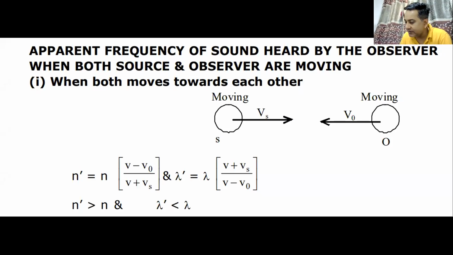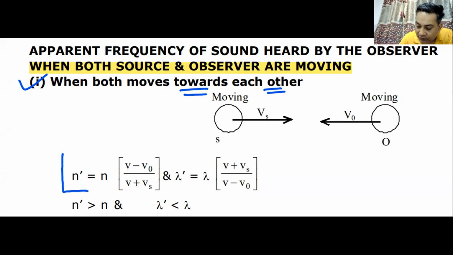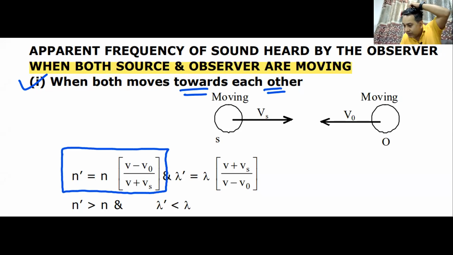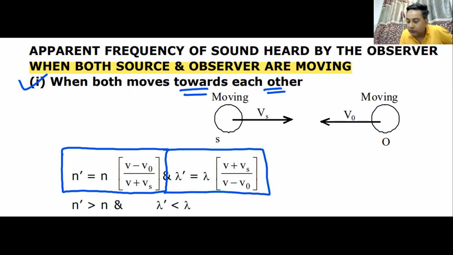This is the first case here. As you can see, both the source and the observer are moving. In case number 1 here, both are moving towards each other. So you have this formula, which becomes the composite formula. Do we understand this? Yes or no? The formula for wavelength becomes ulta of this.